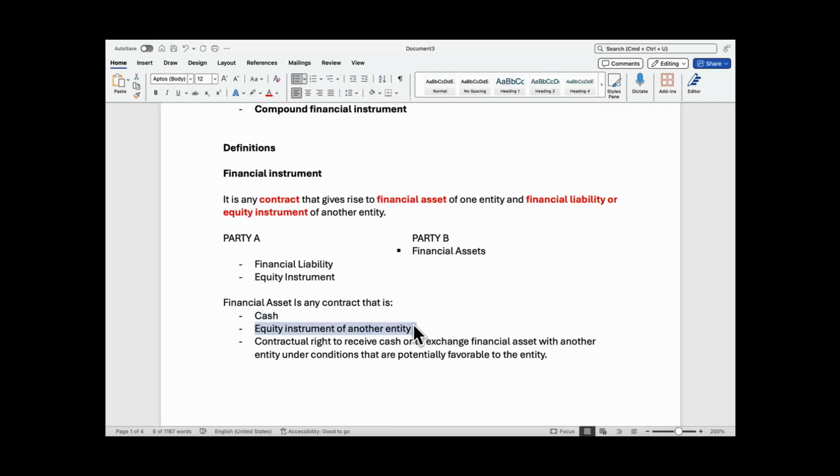Secondly, it is equity instrument of another entity.